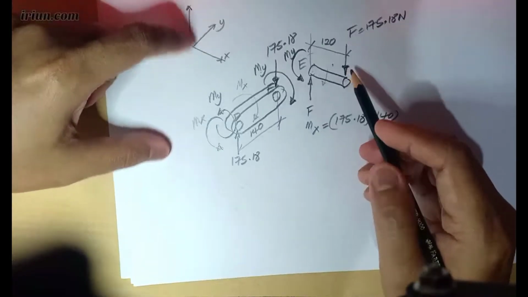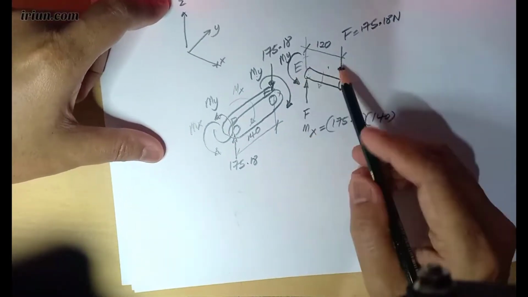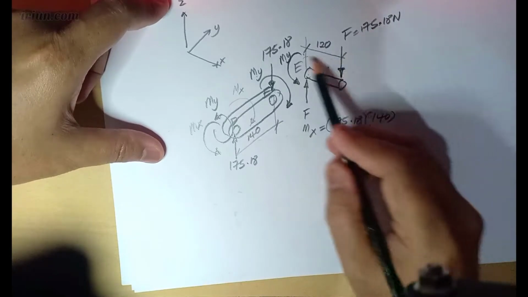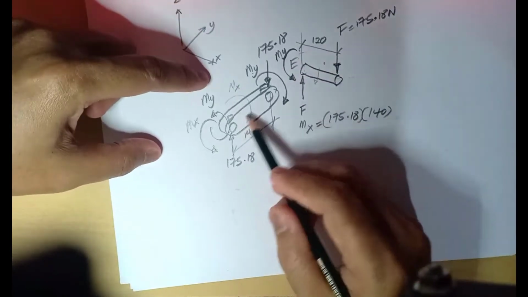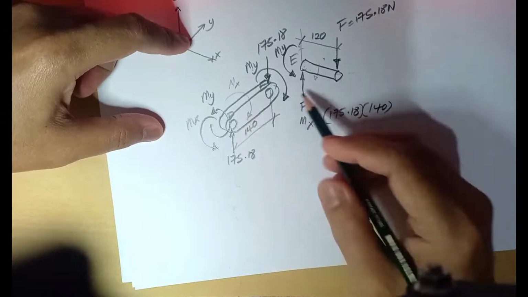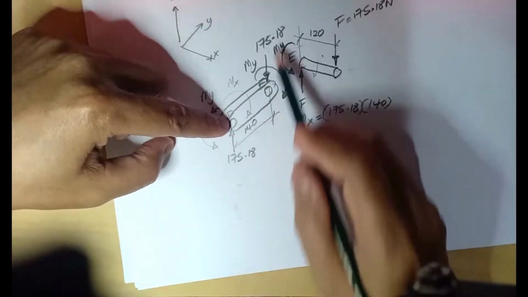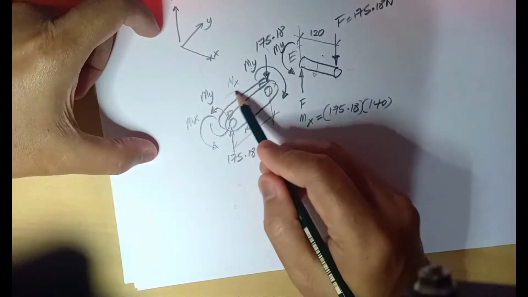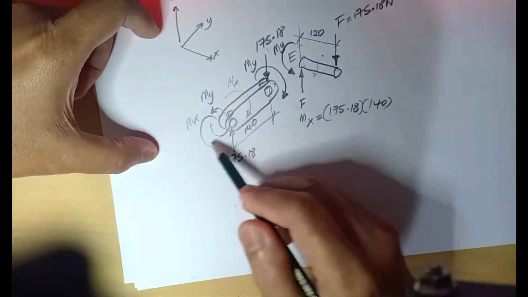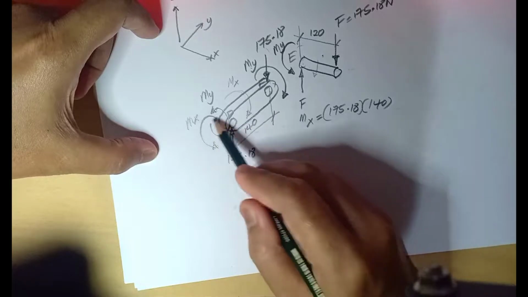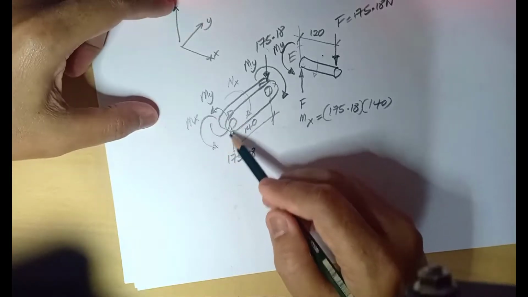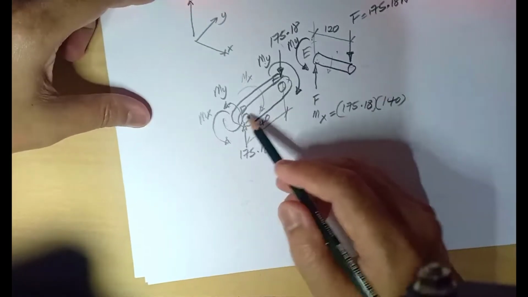Moment Y is just now 175.18 times 120. That's moment Y, but this one is moment X. The moment X is where we have a couple, right? The force couple, 175.18 times the distance 140, produces this turning of moment X. But at the end, at D, it should counter react, going counterclockwise. So this is the free body diagram for DE.